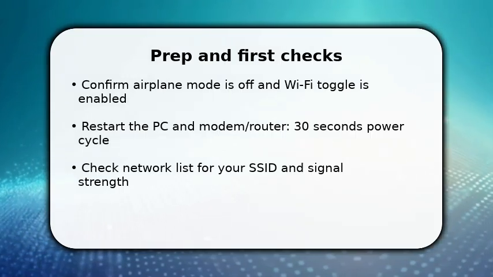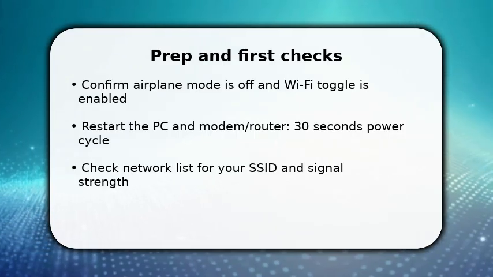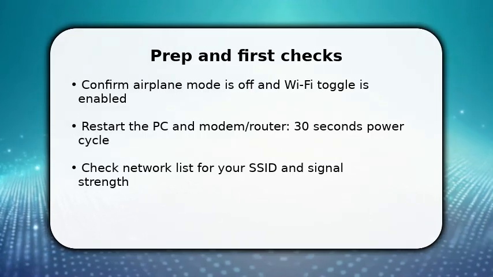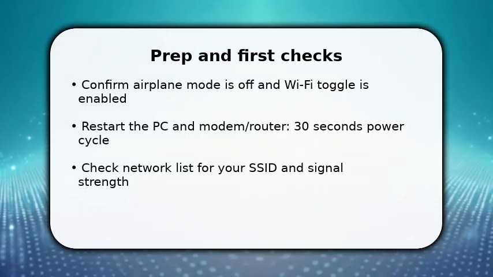Then open the network list and confirm your SSID appears and shows adequate signal. If the network is hidden, prepare the exact SSID and password for manual entry.